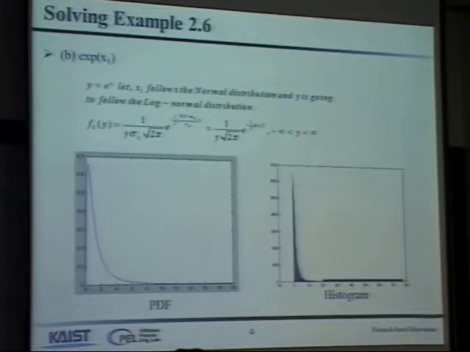Next is finding exponential x1. Because x1 follows the normal distribution, exponential x1 is going to follow the log-normal distribution. Substitute the mean and standard deviation of x1 in this general log-normal PDF, then we can obtain the PDF like this. And these figures show the PDF and histogram of exponential x1.